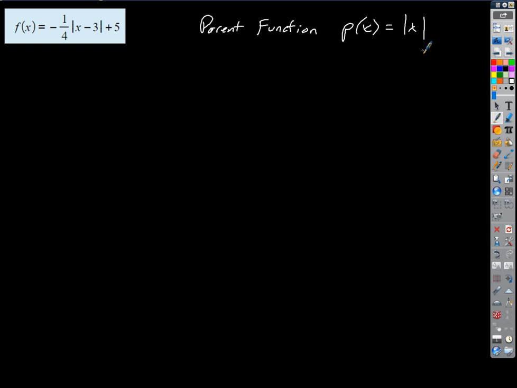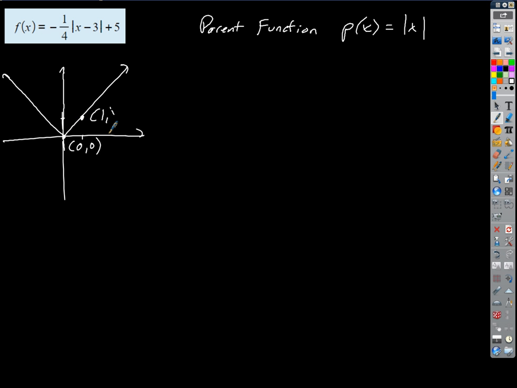So we want to know what is the basic parent graph? What does it do? What does it look like? So if I were just to graph p of x, what does an absolute value function look like? Okay, it's going to be a V with a vertex at the origin, right? So the coordinates of our special point, which we call a vertex here, are just 0, 0, right? What are some other points on the graph? Like if I went over 1 to the right, how far up would I go? 1. Okay, so I know it's going to go through the point 1, 1.